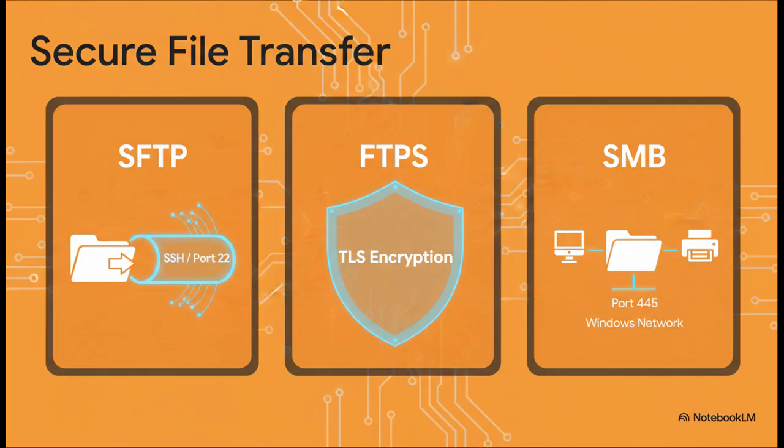FTPS, on the other hand, is FTP, but it's wrapped in that same TLS encryption layer we saw with HTTPS. And then there's the one you probably use every day without knowing it, SMB on port 445. This is what powers all your Windows network drives and shared printers. You might also see its ancient ancestor, NetBIOS, which used ports 137 through 139.